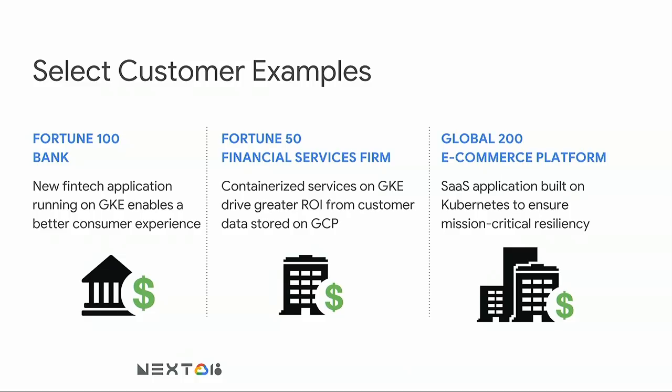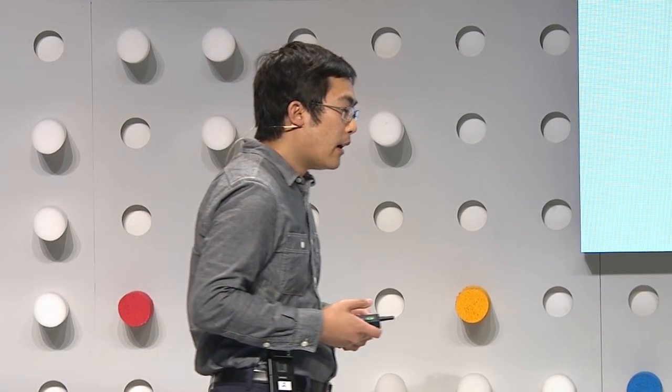And in the third example, a Global 200 enterprise has re-architected its SaaS e-commerce platform, a platform that serves small and medium-sized businesses by providing them with everything from a storefront to billing and order processing functions. They've re-architected that platform atop Kubernetes. They run it on premises today with a plan to move it into Google Cloud, and it's designed to scale to thousands of nodes across dozens of clusters.